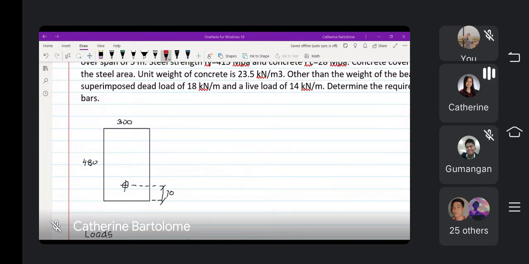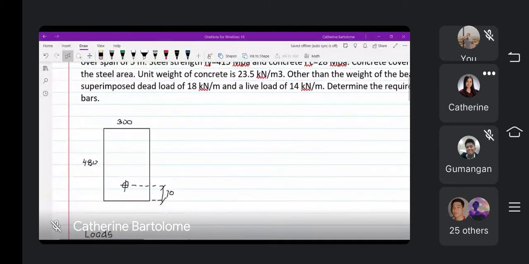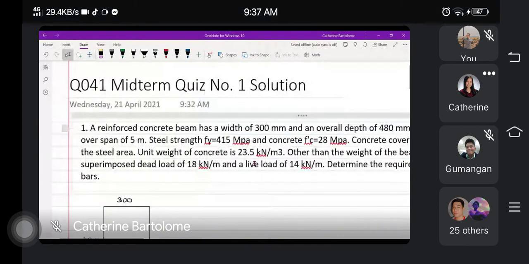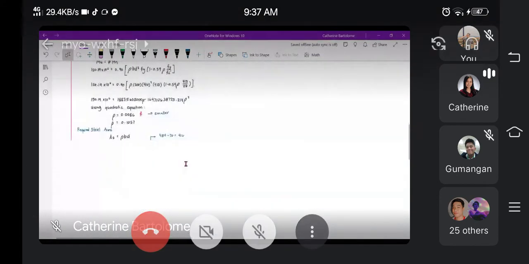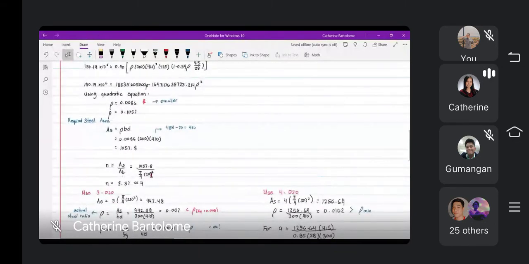Any more questions? Saan pa ba kayo nagkamali dito? Marami namang nakakuha, pero hindi nila kasi tinutuloy. Stop hanggang ditong step lang. Dito sa 4 bars.